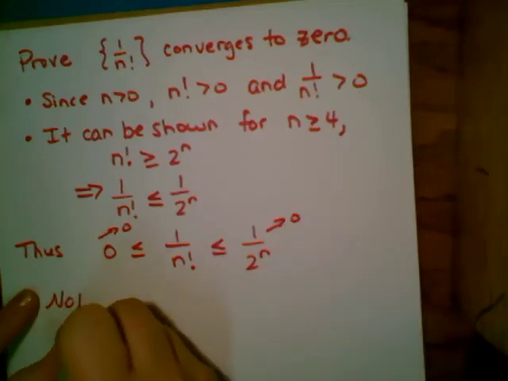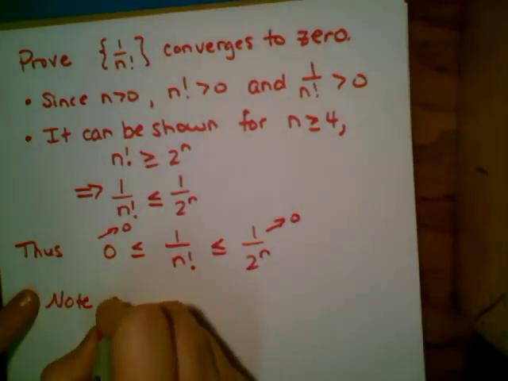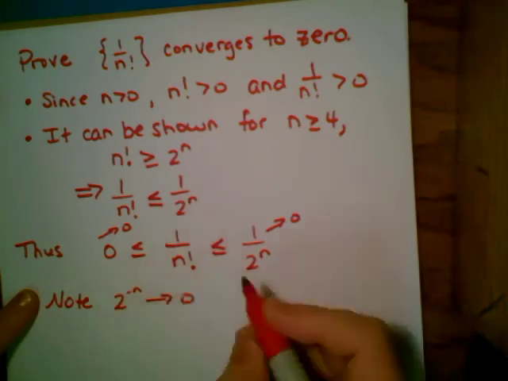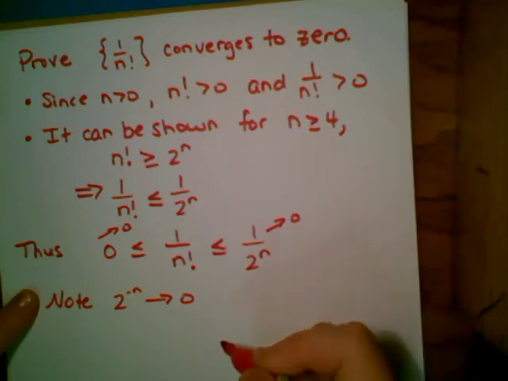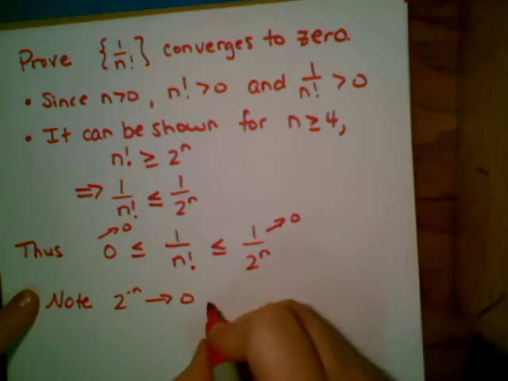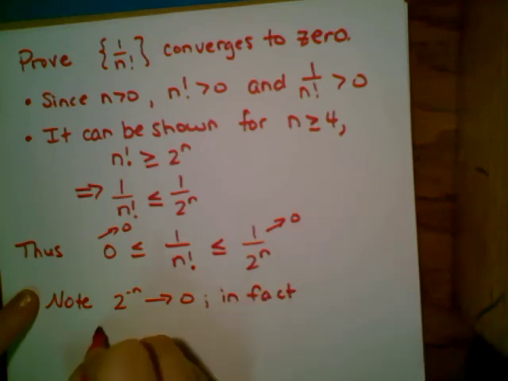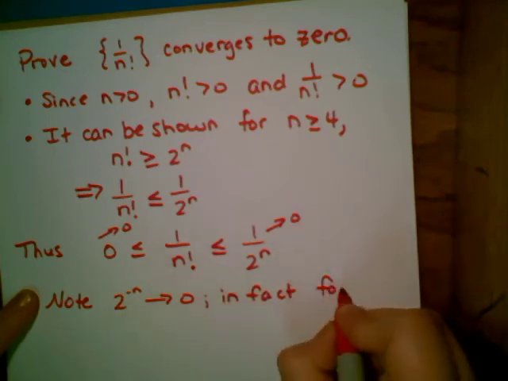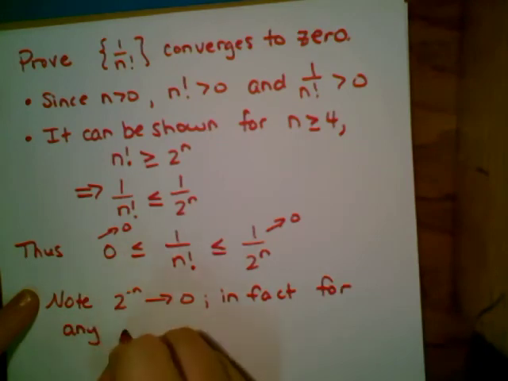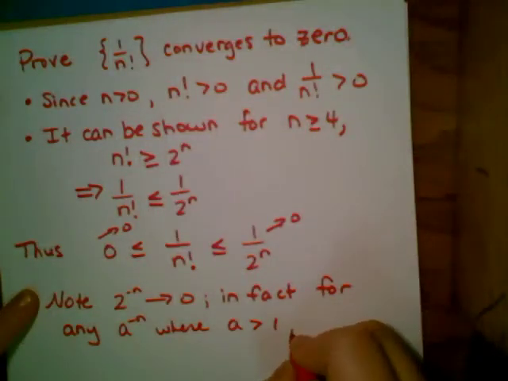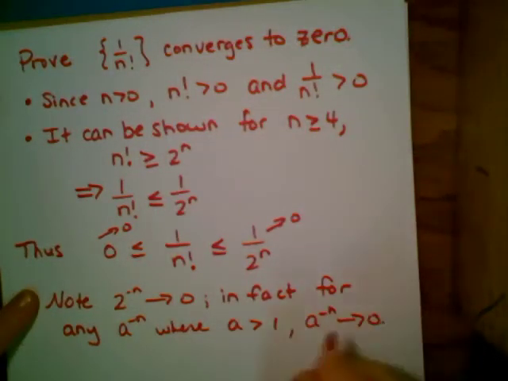So note the reciprocal of 2 to the n goes to 0. In fact, for any a to the negative n where a is bigger than 1, a to the negative n goes to 0.